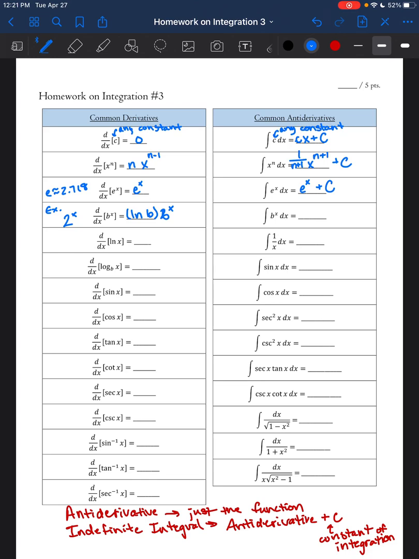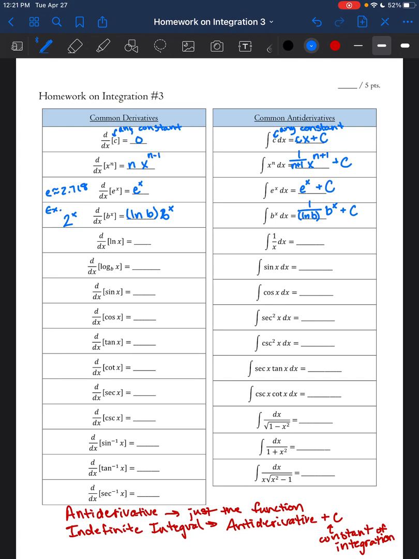So when I take the integral, when I do the antiderivative of it, instead of multiplying by the natural logarithm of b, we're going to divide. So we're going to have 1 divided by ln of b, of that base, times the base to the x. And again, don't forget your constant of integration.